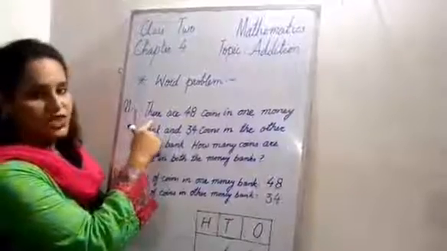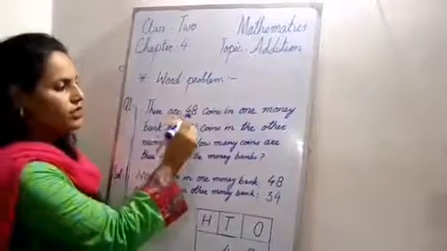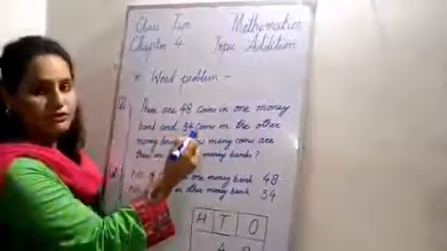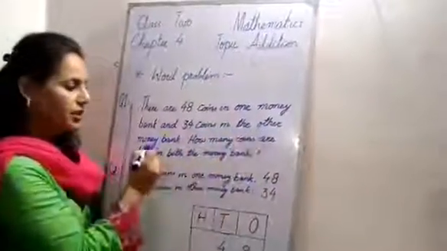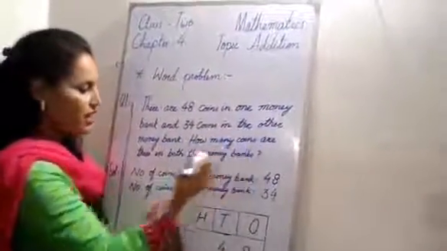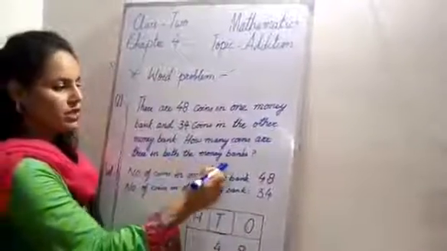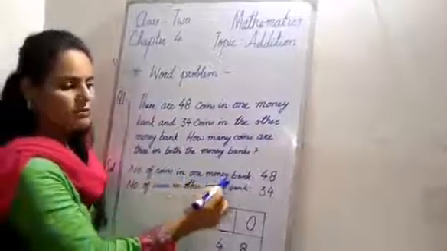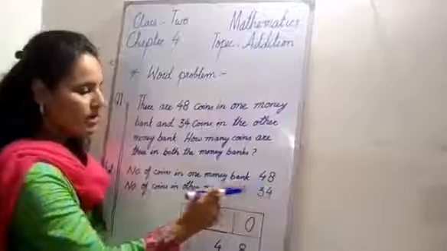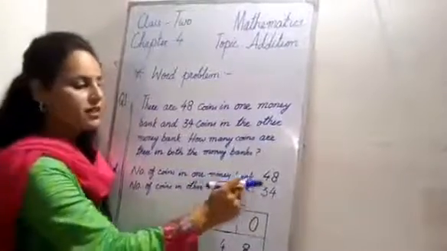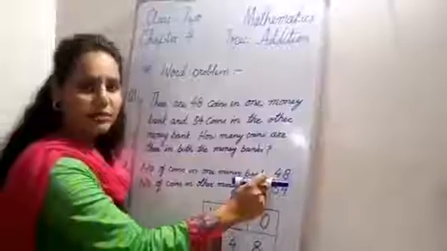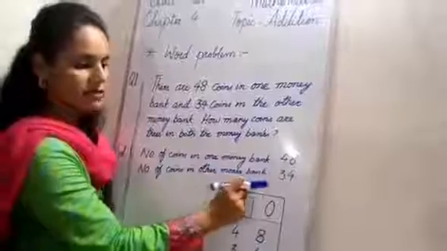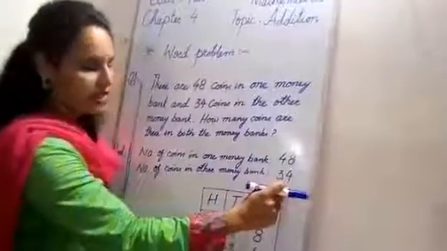Let's read the statement. There are 48 coins in one money bank and 34 coins in the other money bank. How many coins are there in both the money banks? Solution. Number of coins in one money bank, 48. How many coins are there in one money bank? There are 48 coins in one money bank. Very good. Now, number of coins in other money bank, 34.